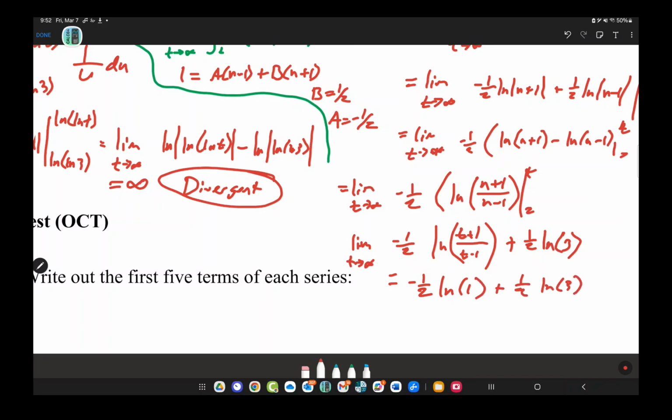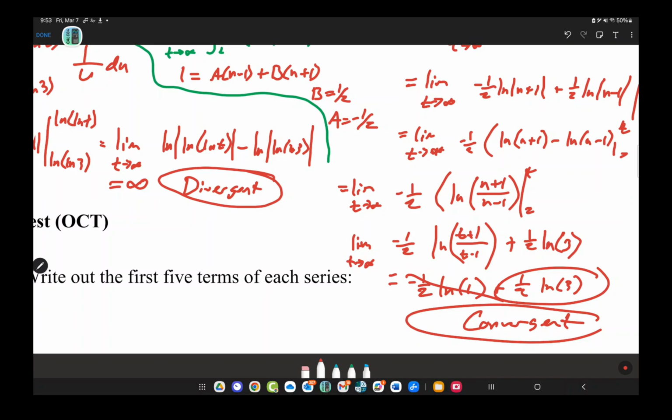What's the natural log of 1? 0, right? So 0 plus that just gives us this, which means this is what? Convergence. It doesn't matter what the value is, that's convergence. And we know the version.